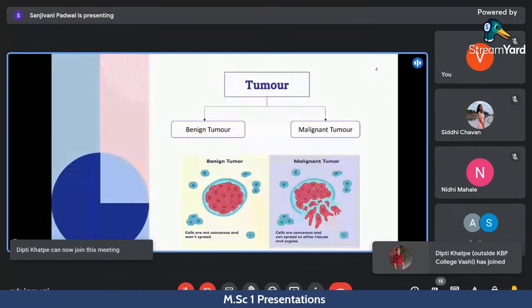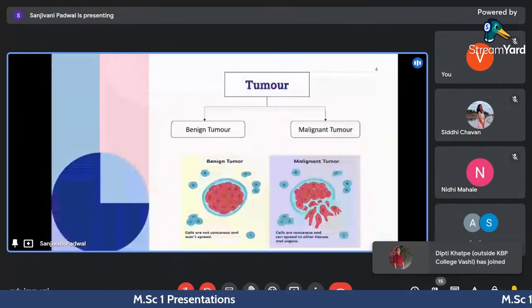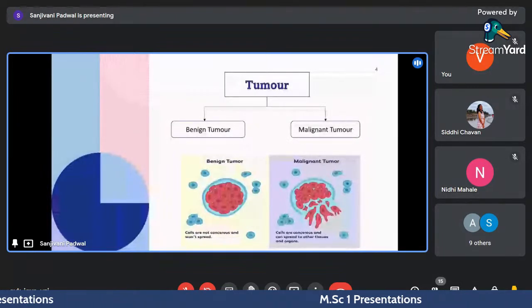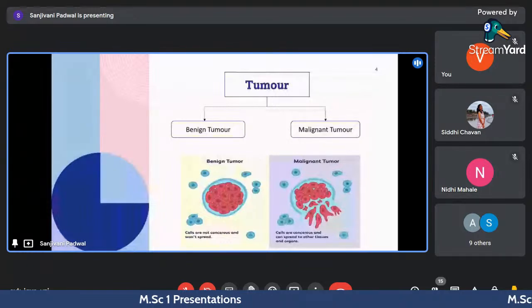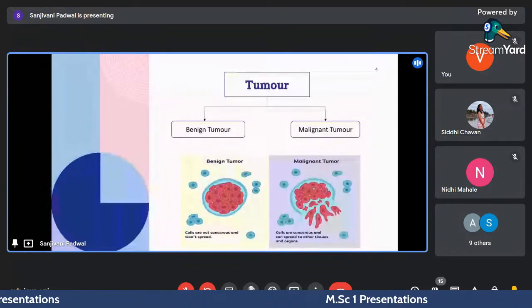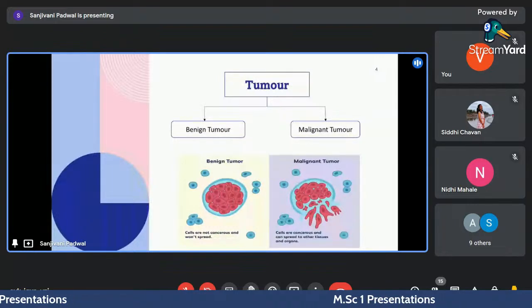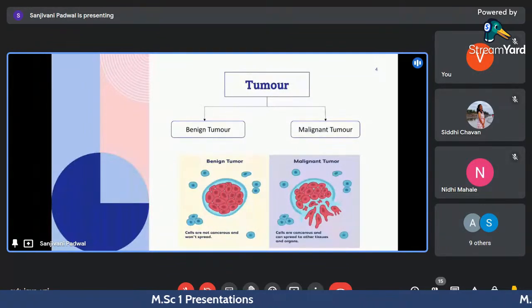Then the second one is malignant tumors. Malignant tumors are cancerous, meaning that they will grow quickly and spread to other normal tissues of the body. Malignant tumors spread into and invade nearby tissue and can travel to distant places in the body to form new tumors, and this process is called metastasis. Malignant tumors usually contain undifferentiated cells, often with large nuclei.